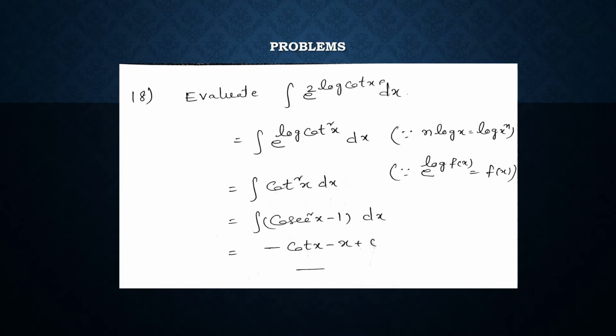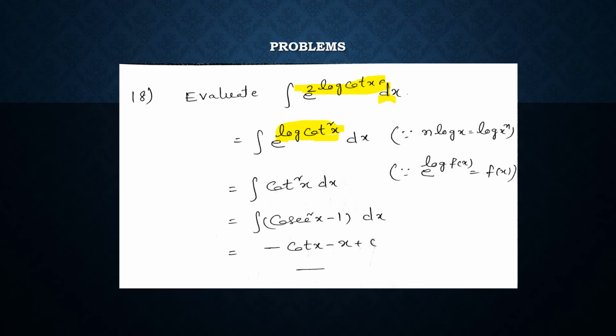Yes, coming to the next problem. Evaluate integral e power 2 log cot x dx. In logarithms, we have the formula n into log x is equal to log x to the power of n. So here 2 into log cot x can be written as log cot x whole square, that is log cot square x. So the integral becomes integral e power log cot square x dx.